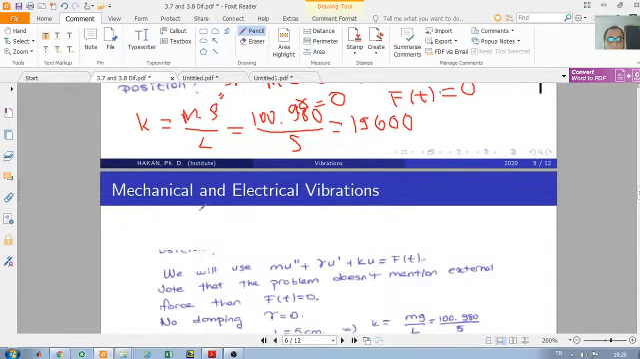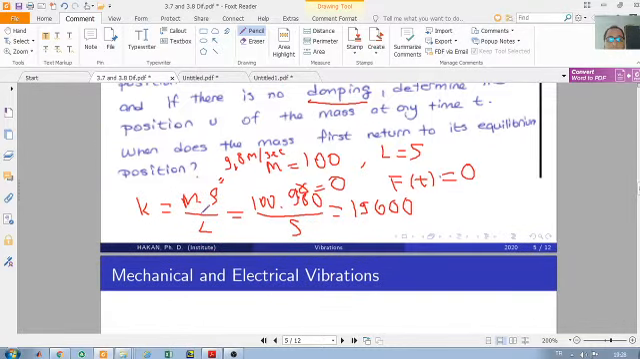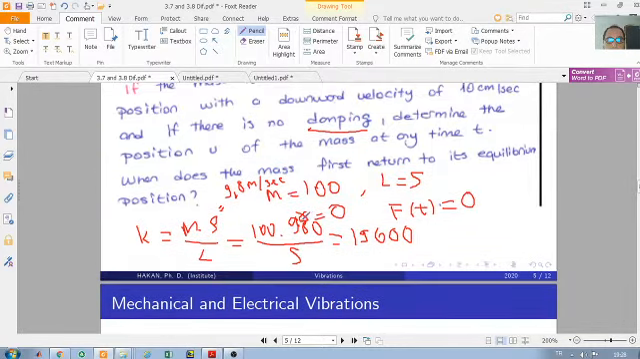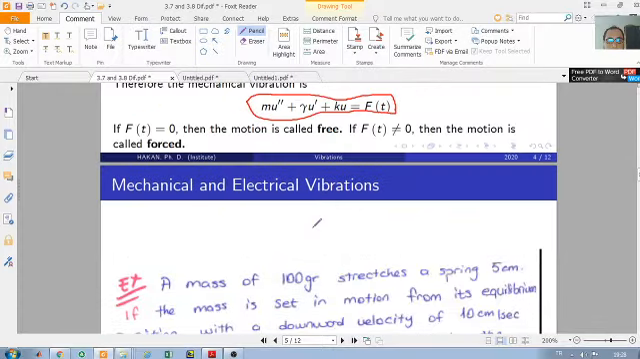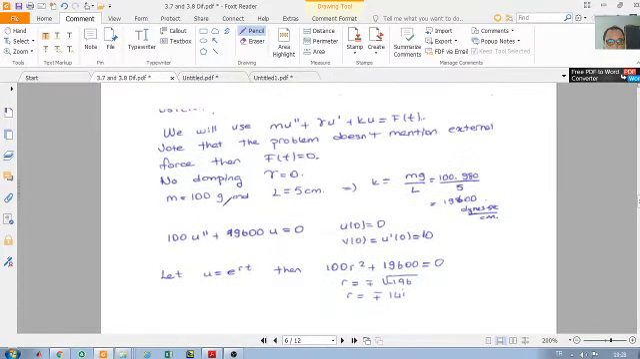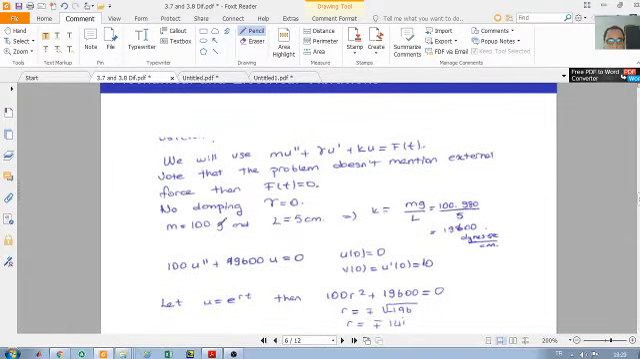19,600. Okay. So now we can write the differential equation, since we have all of the constants written in the formula here. We have m, we have gamma, and we have k. So from here, m is 100, L is equal to 5, and k is equal to 19,600. So if you write the formula here, m times the second derivative plus gamma times the first derivative plus k times u is equal to f of t. F of t is equal to 0.